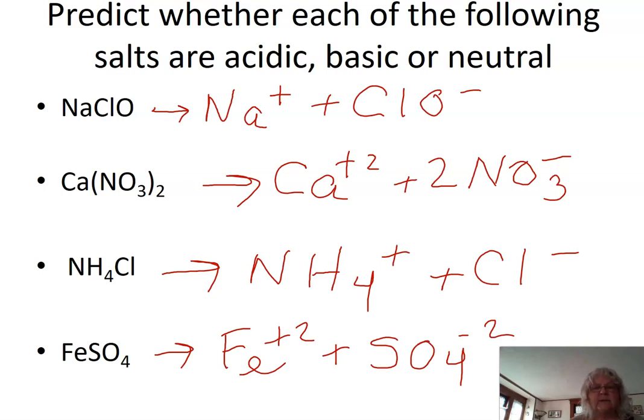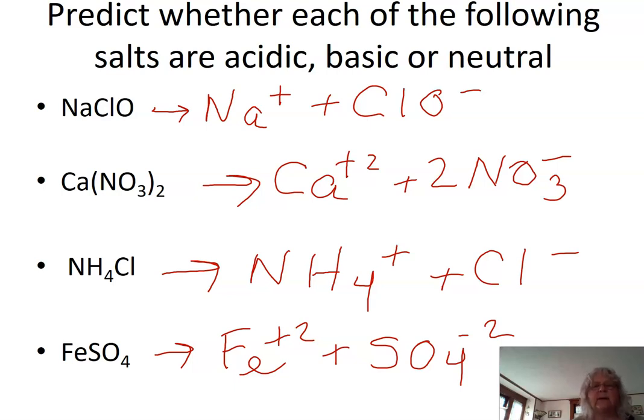All right, so here's our dissociation reactions. So our salts break apart into the ions they're made from. So the sodium hypochlorite breaks up into a sodium ion and a hypochlorite ion. The calcium into a calcium +2 and 2 nitrates. And the ammonium chloride into ammonium and chloride, and the iron sulfate into iron and sulfate. So notice that because I'm starting with a neutral salt, the charges have to add up to 0 on the other side. So you should make sure that you can write these dissociation reactions.